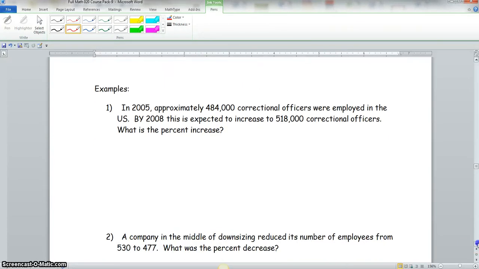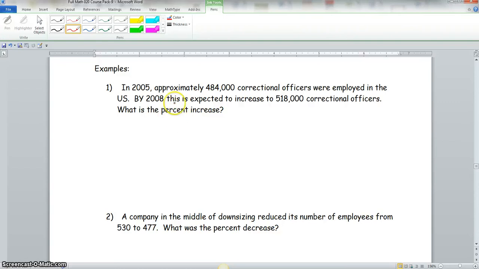Now we come down here to example 1. It says in 2005, approximately 484,000 correctional officers were employed in the U.S.